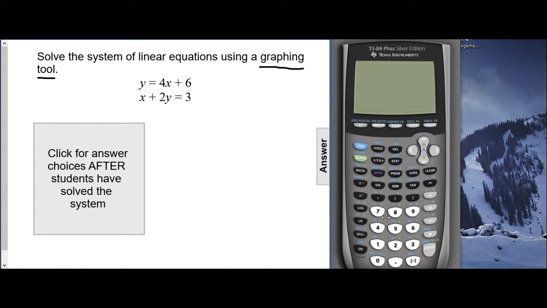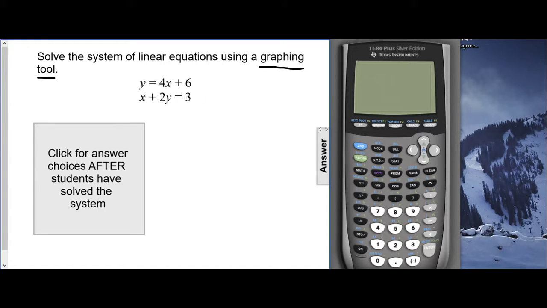And here's an example of one. We have a TI-84 Plus Silver Edition. So if you have one at home, try to follow along, but I'll show you what buttons to push in order to get the solution to the system. So this system, we have y equals 4x plus 6, but the second equation is x plus 2y equals 3.